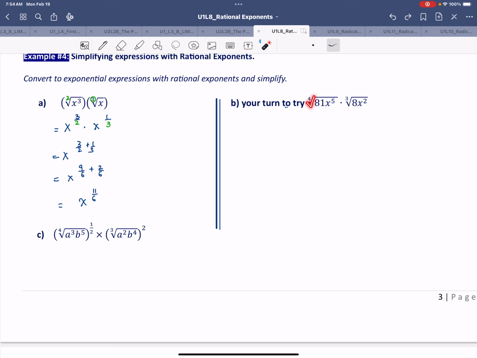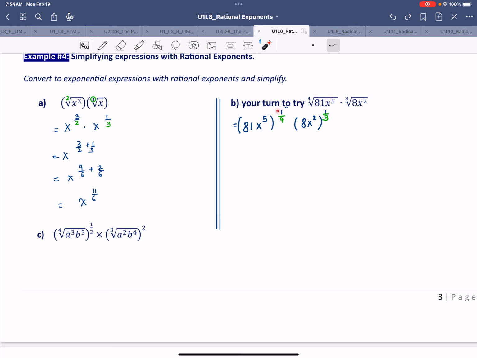So we have the fourth root of 81x to the 5 multiplied by the third root of 8x squared. So we're going to convert both these terms into exponential numbers. So 81x to the power of 5, got to keep that in brackets because the entire radicand will be to the power of 1 over 4. So power 1 over 4 multiplied by 8x to the power of 2, so the entire radicand has to sit in brackets here, to the power of 1 over 3 because the index is 3.